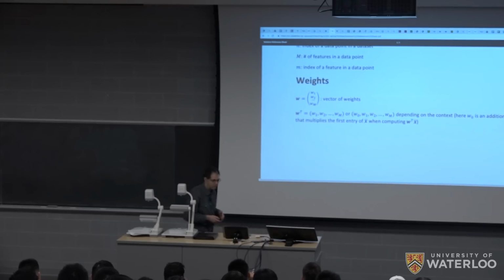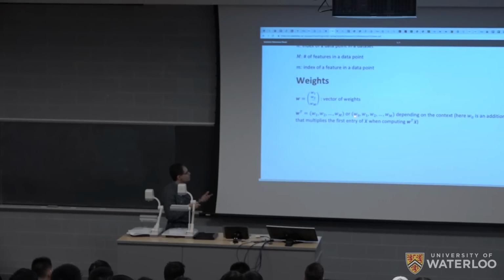Okay, and then we talked about weights. So a weight vector is going to be denoted by W. When I use a transpose, it means that I take the row version of that vector. And in some cases, I'm going to add as well an initial weight W naught. The reason for this is that when I multiply W transpose by X bar, I get W naught multiplied by 1.